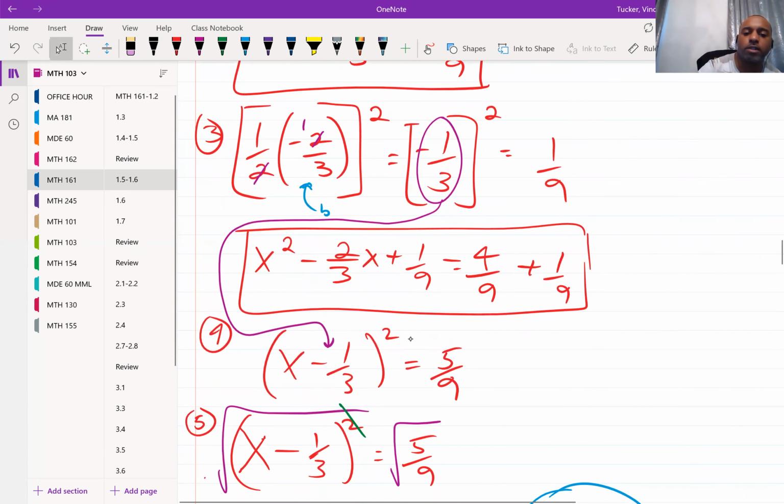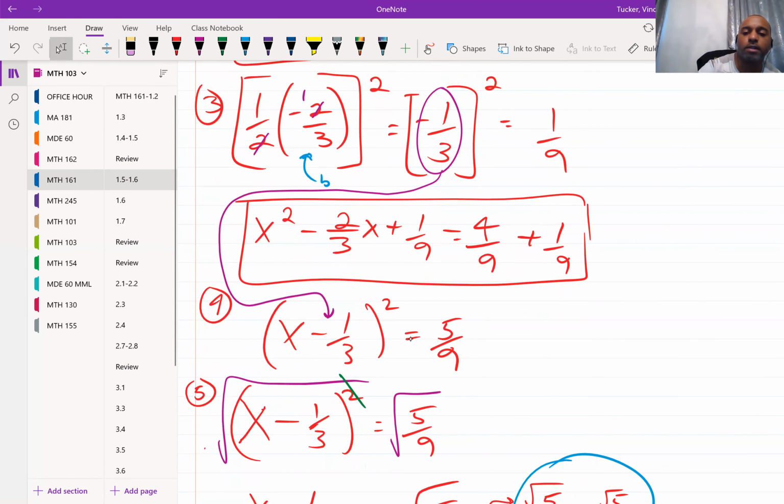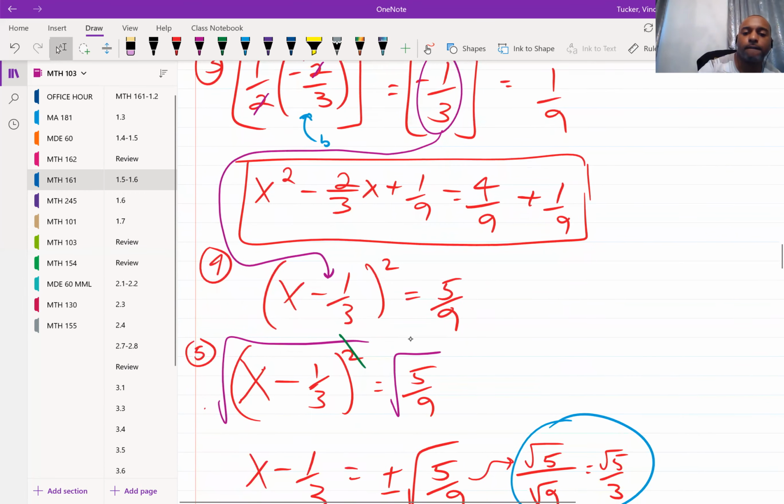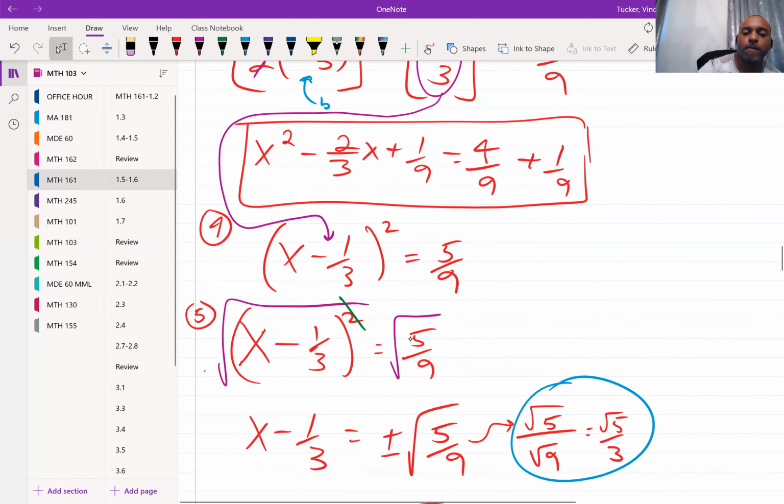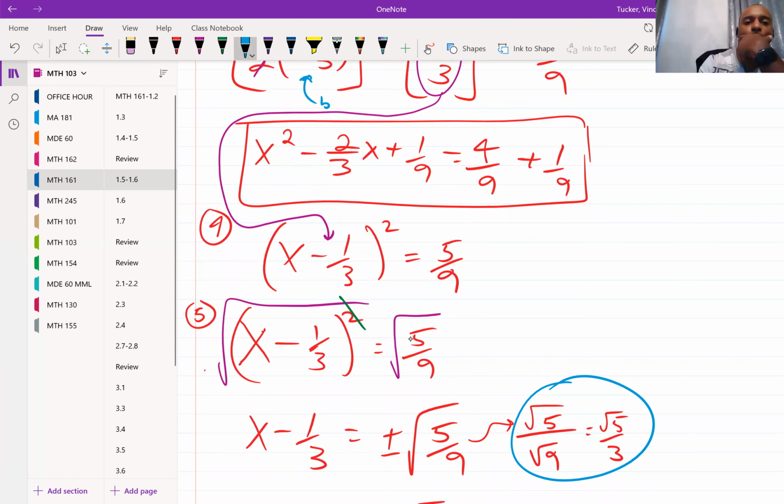Step 5, we can now solve this by taking the square root of both sides. Take the square root of the left side, and the square cancels out. Then on the right, the square root of 5/9 will be plus or minus. Don't forget your plus or minus.